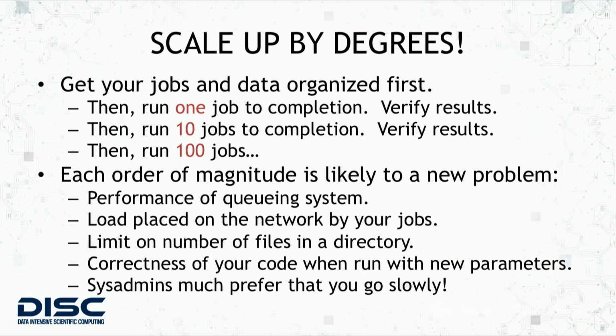The reason why things may operate differently at different scales is as you get bigger, you're going to exercise different parts of the system. So as you're growing up to 1 million jobs, you may run into limitations in the performance of the queuing system. You may run into limitations of the performance of the network. You could run into the correctness of your code when you run it with different parameters, because you've never run it so many times before, you never encountered those bugs. And furthermore, you're going to make friends with the system administrators, because they want to understand what people are doing and adjust the system behavior to the actual load.